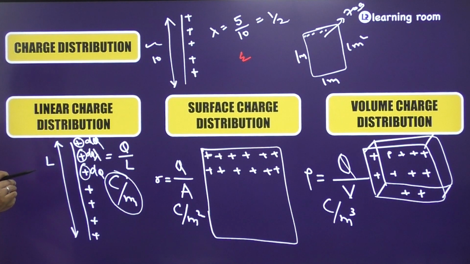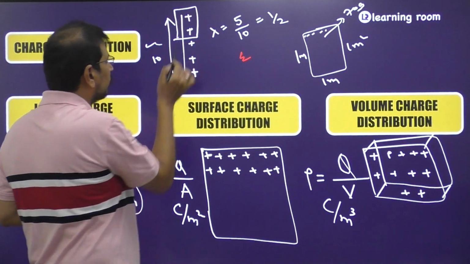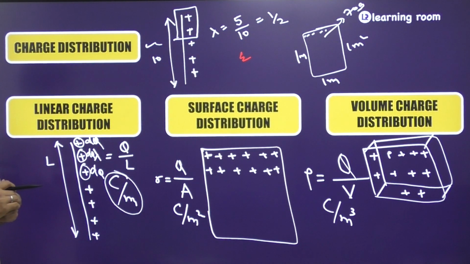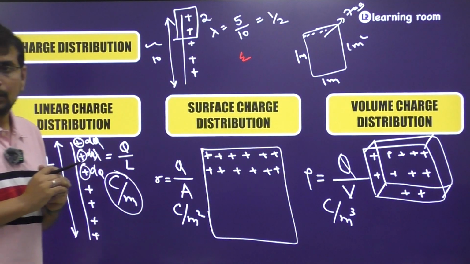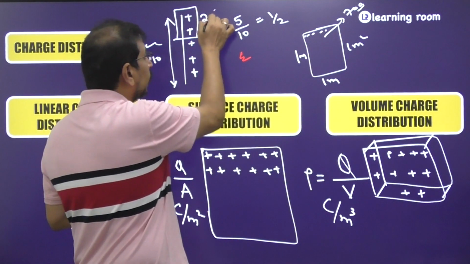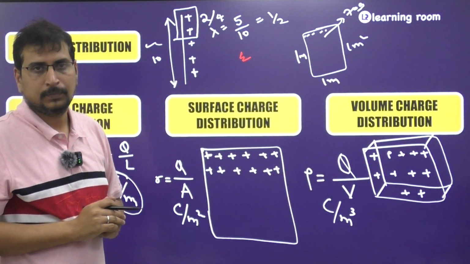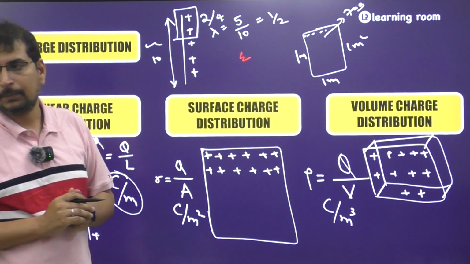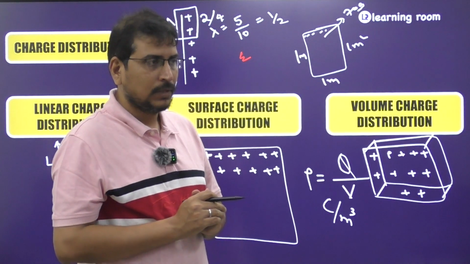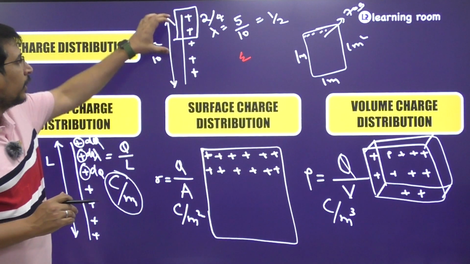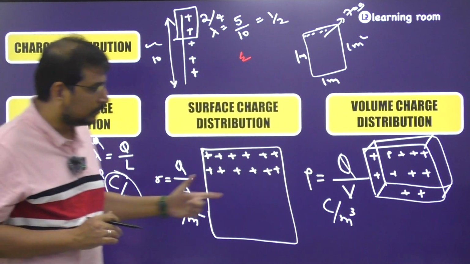Now, if I take this portion, how many charges are there? 2. This means these 2 charges should be distributed over a length of 4 units so that I get the same half. That is the meaning of uniform distribution. Am I clear with this? So here the charges are uniformly distributed throughout the length, surface or volume.